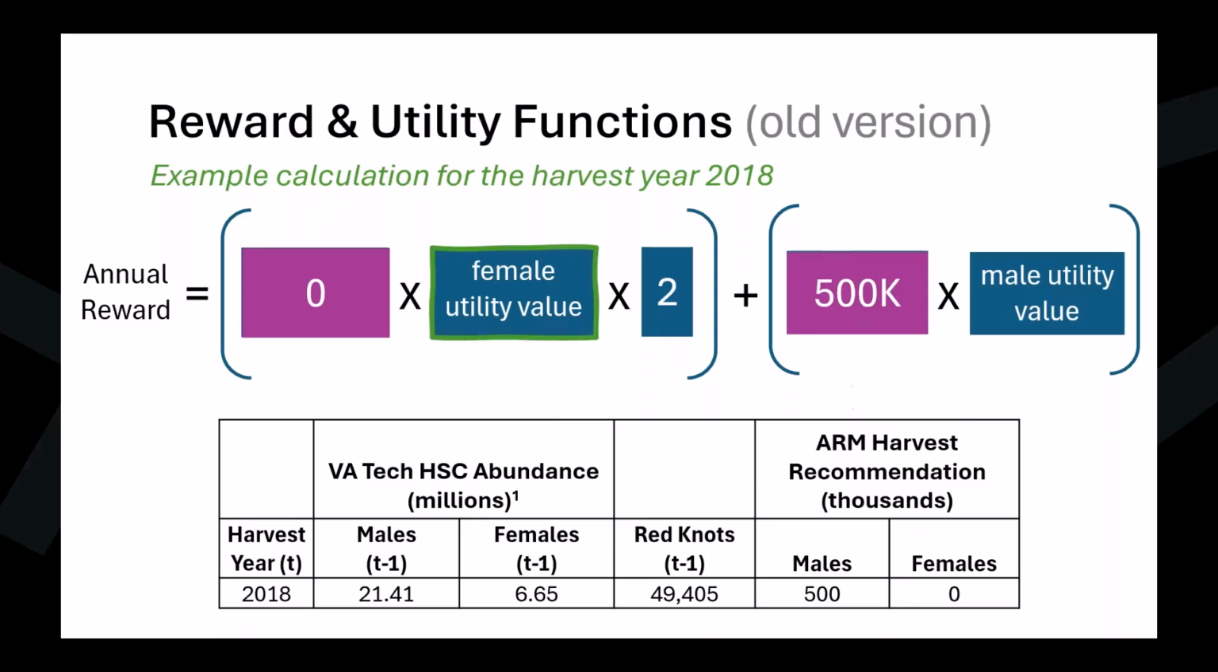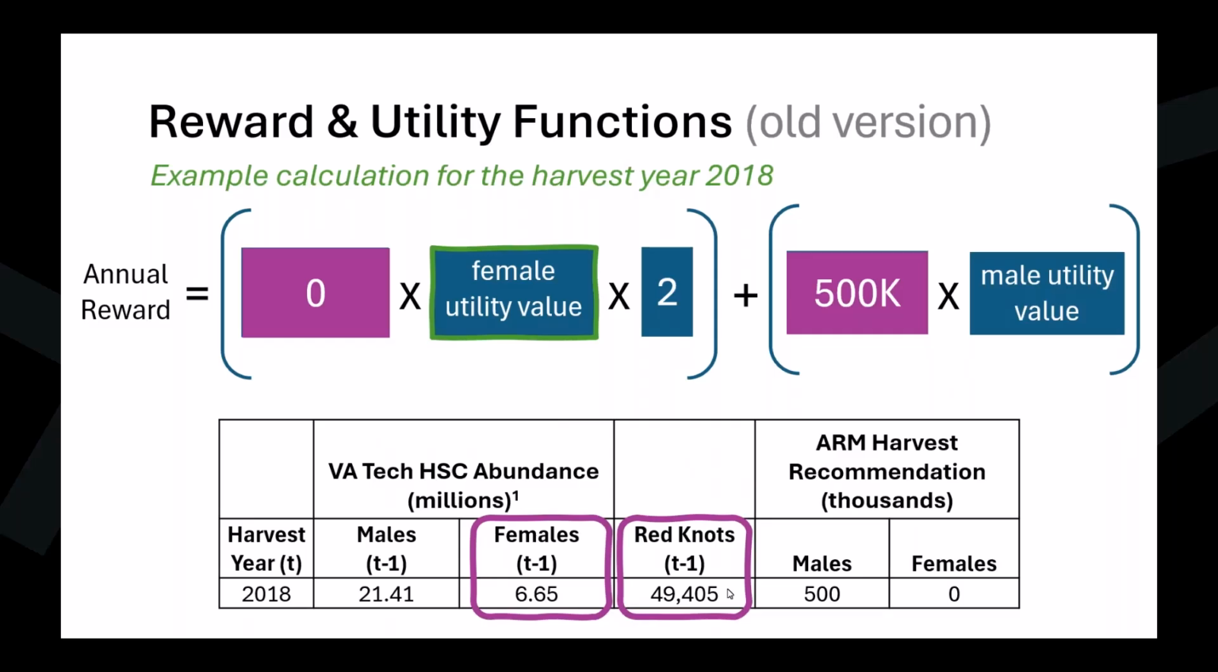And then we have to look at the actual abundances to determine what the utility was in that year, for males and for female harvest. So for females, we had an estimated 6.6 million female crabs in the bay, or in the bay derived population in that year, and that was estimated by the Virginia Tech Offshore Trawl, and we had an estimated 49,405 red knots from the mark recapture data.